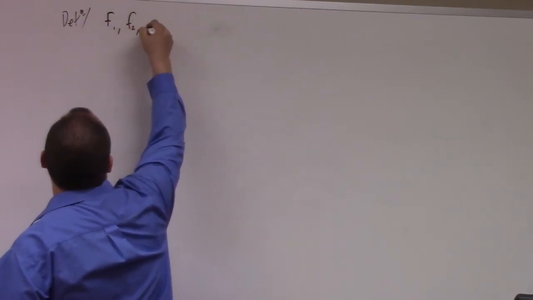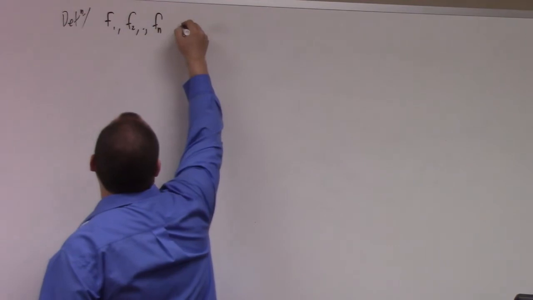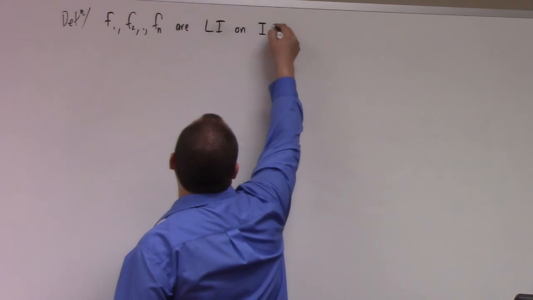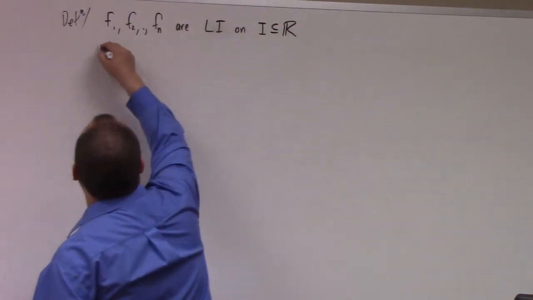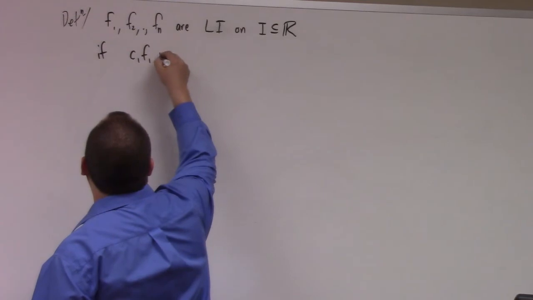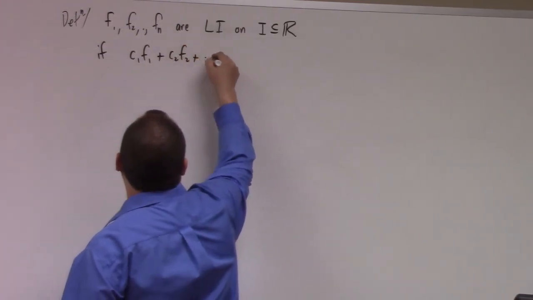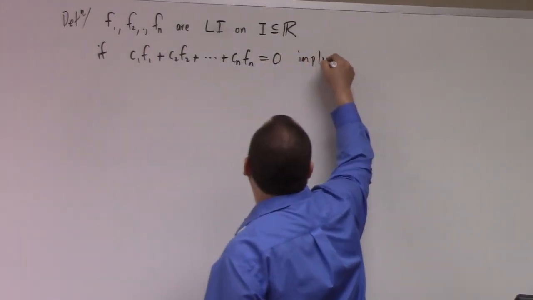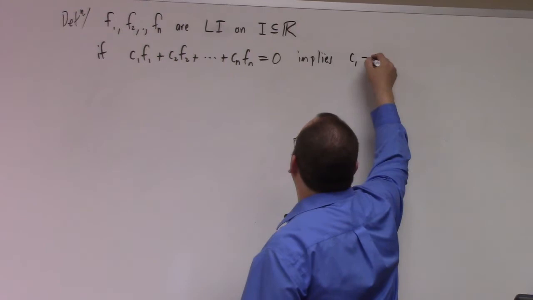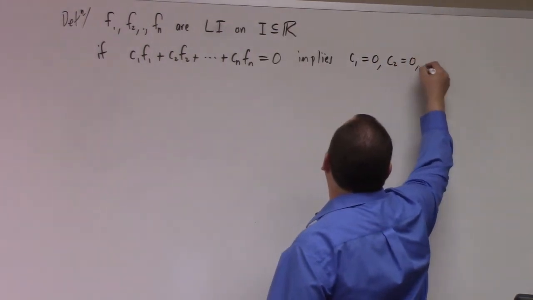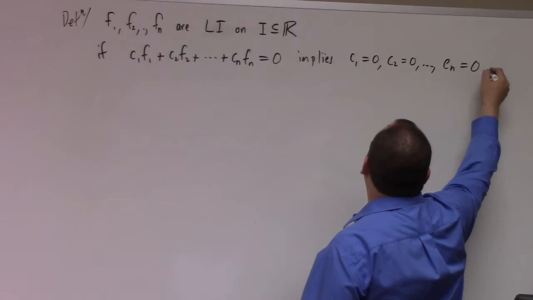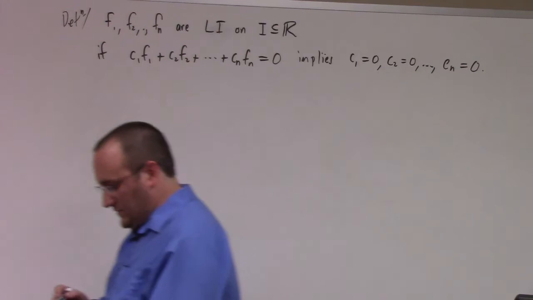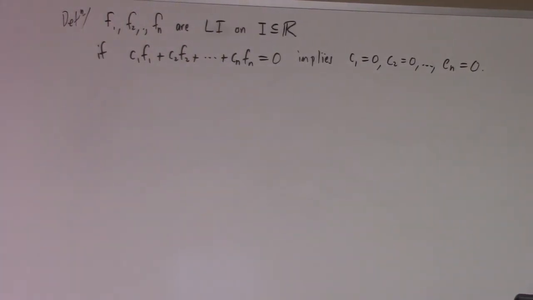F1, F2, ..., Fn are linearly independent on I, which is some subset of the reals, if C1 F1 plus C2 F2 plus ... plus Cn Fn equals 0 implies C1 equals 0, C2 equals 0, and on down the line. I'm being sneaky, all right? This equation I just wrote is a functional equation, all right?